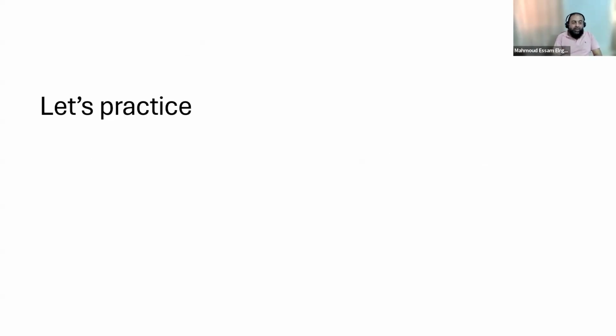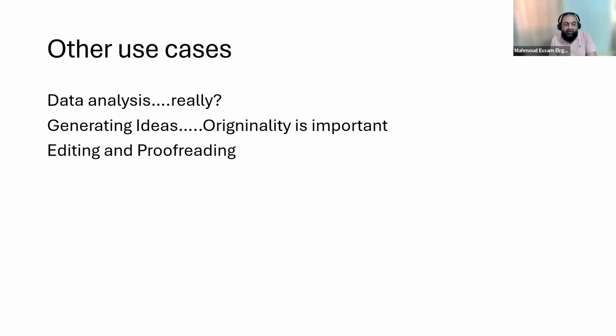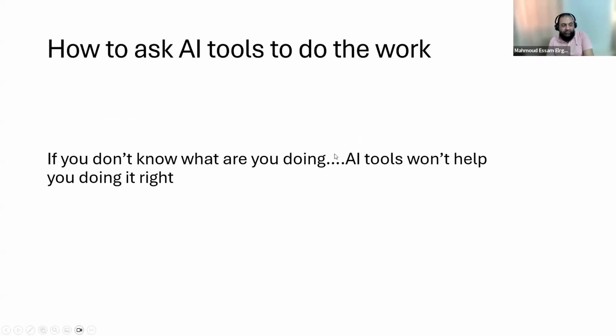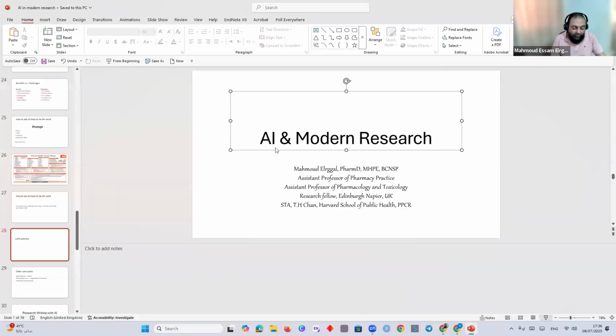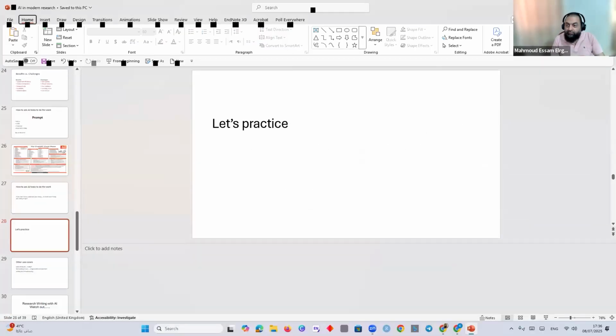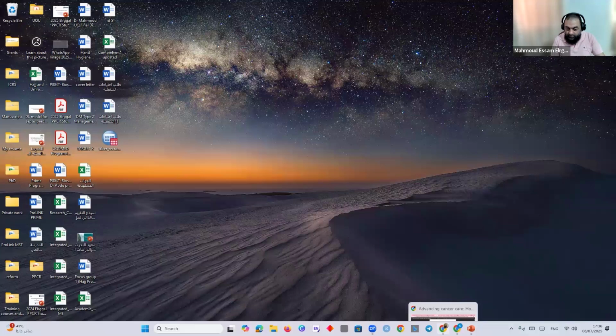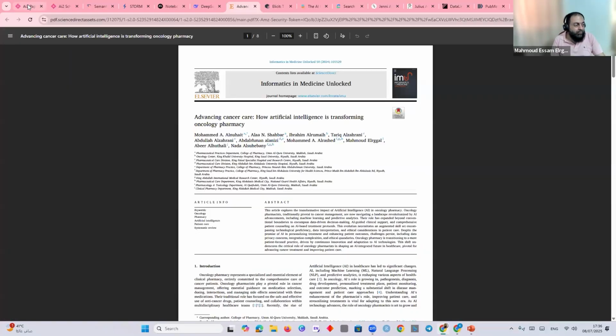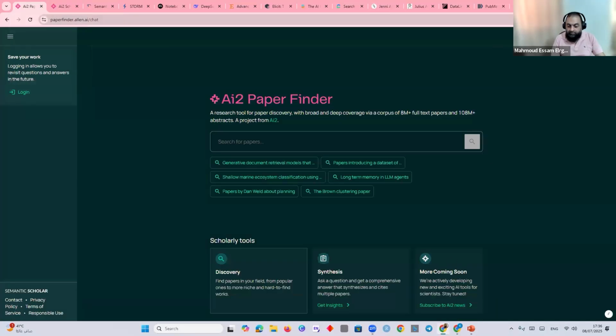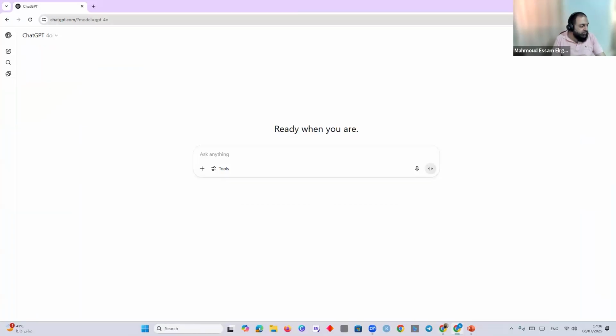Okay, let's practice, and after the practice, we can have a brief at the end on how not to get caught using ChatGPT. So to practice, I'm not sure if you can see my screen. Can you see my screen? The ChatGPT.